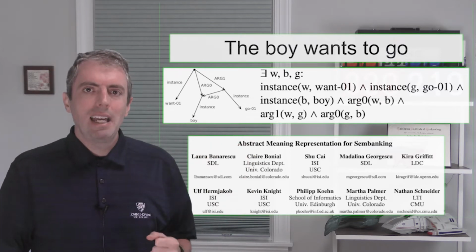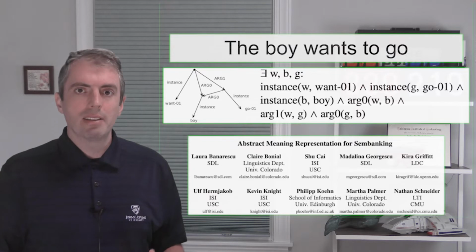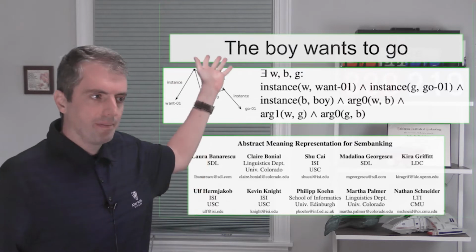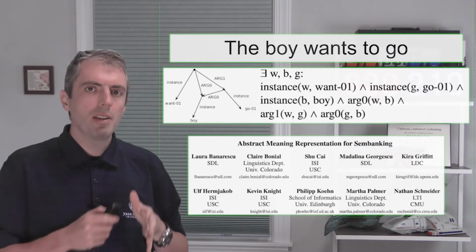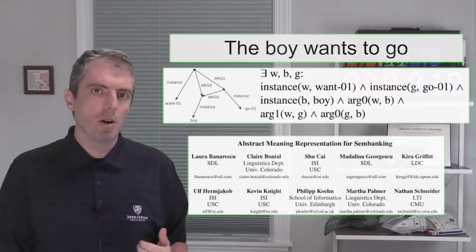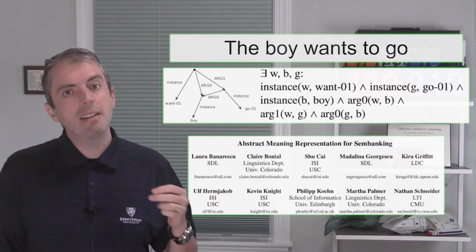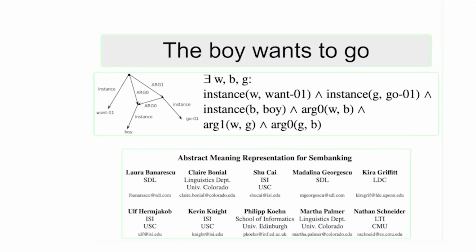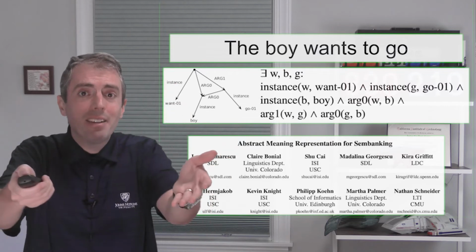The output of AMR is a graph that looks like this for the sentence, "The boy wants to go." It's focused on verbs and verb frames. Who did what to whom and with what. Now this paper argues that you can turn these AMR representations into a logical form. So for example, this graph becomes, there exists some W, B, and G. You have an instance W of the frame want, and an instance G of the frame go, and an instance B of the noun boy. The arg0 of W is B, the arg1 of W is G, and the arg0 of G is B.